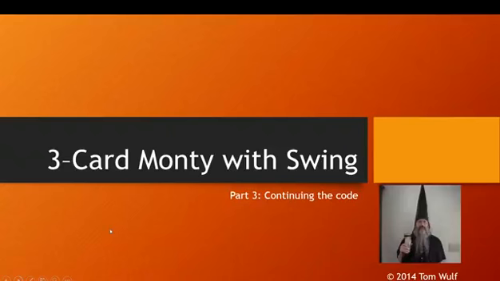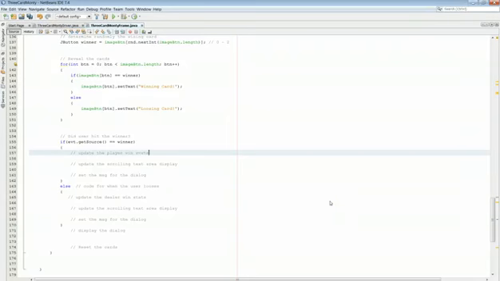Okay, here we are in our 3-card Monty swing program. This is part 3. We're going to continue the coding where we left off. So I got rid of my debugging code. I also put in my comments ahead of time so I have a little bit better structure, and that should make the flow better. So what we're going to do now is work on the code that handles when the user won or lost.